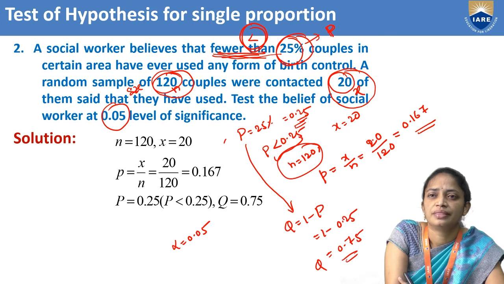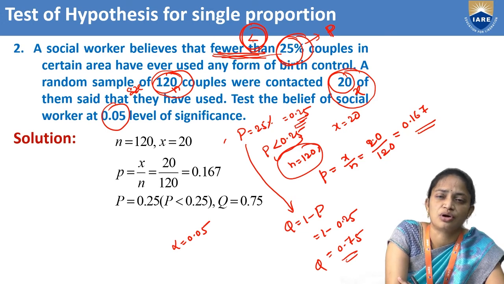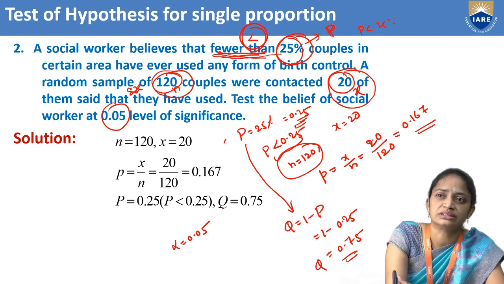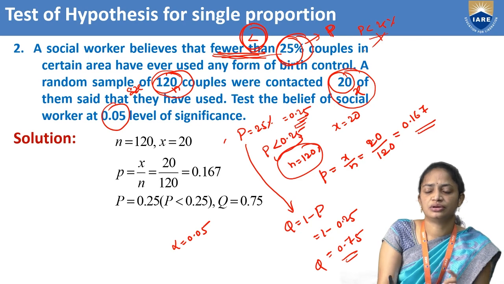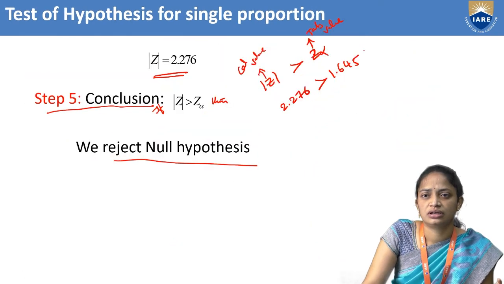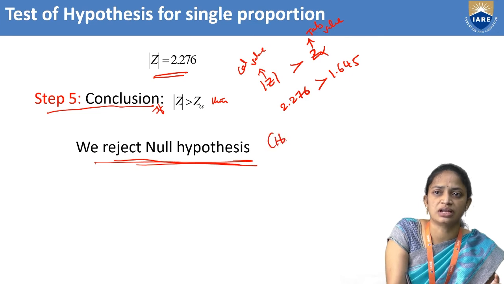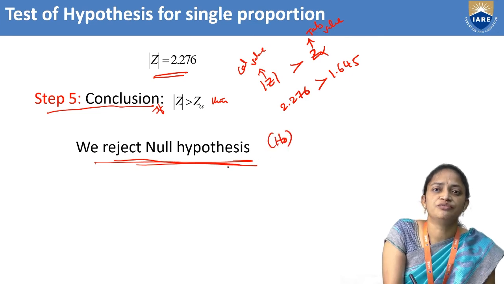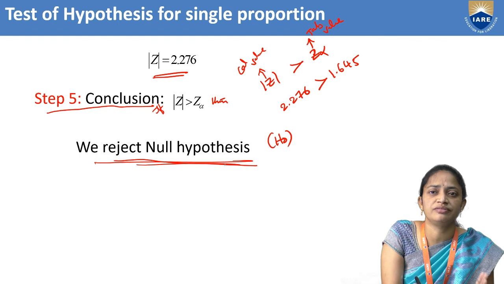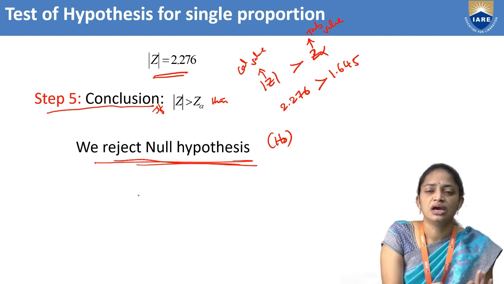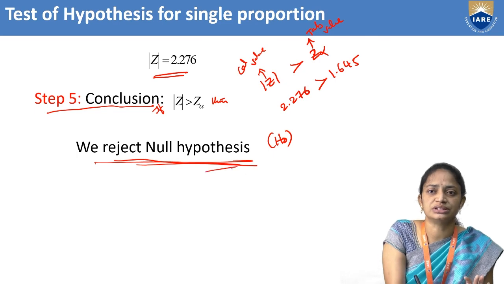So this belief is wrong. That means P less than 25% is a wrong statement. Okay, so we reject the null hypothesis. That means we reject our statement. The given statement is a wrong statement. So here we are concluding that the given statement is wrong.